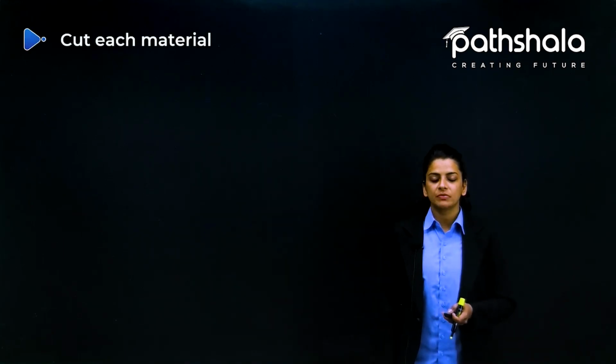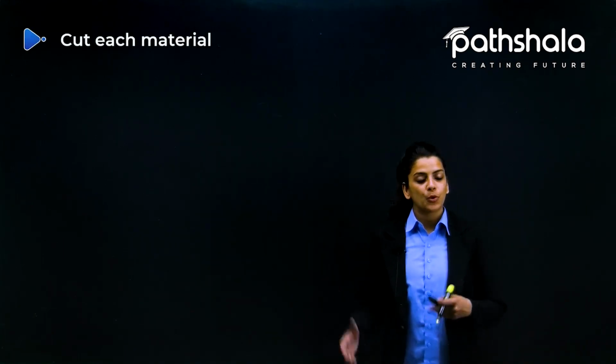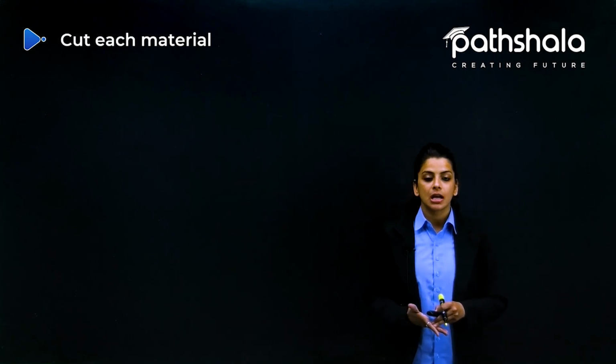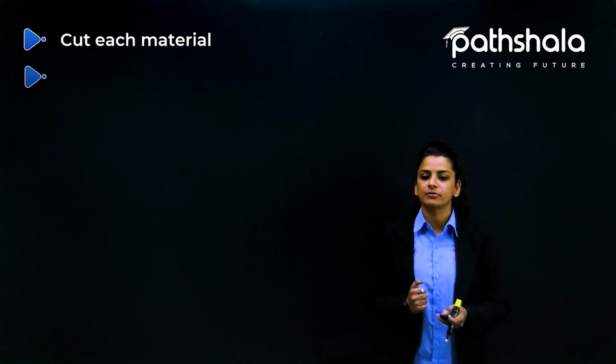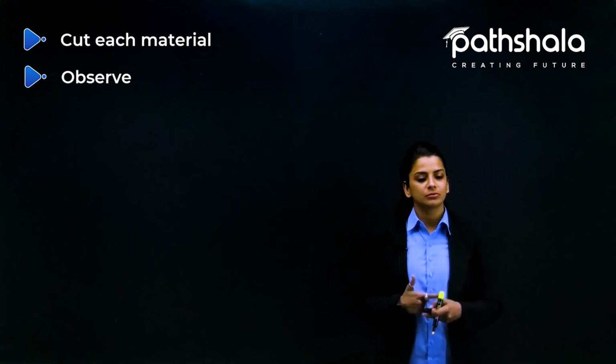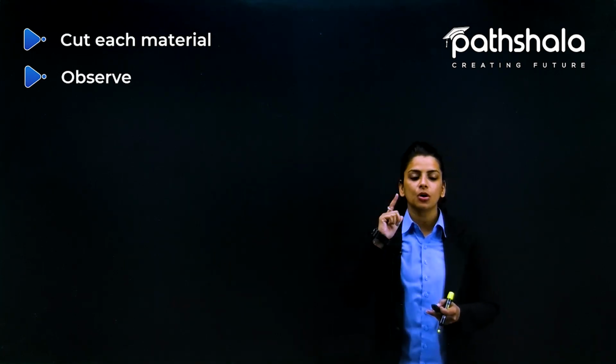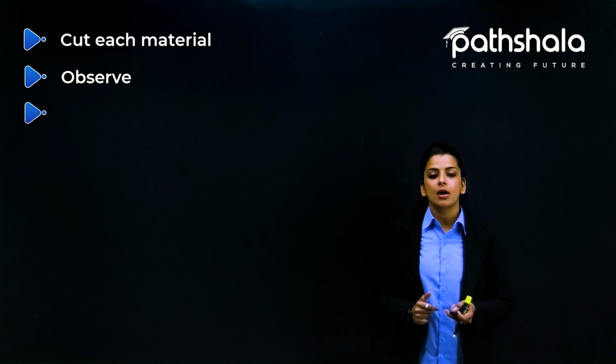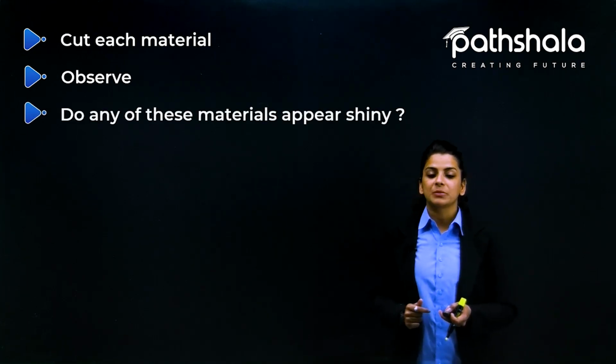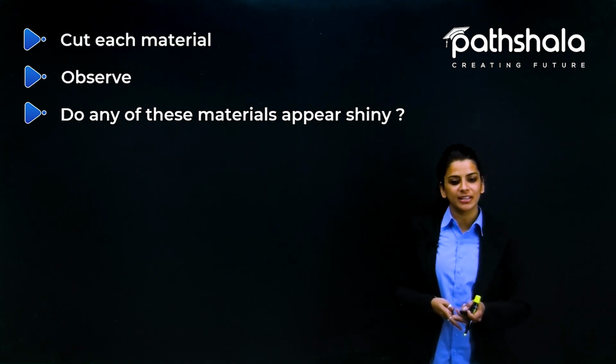Now in continuation of this activity, what we have to do is cut each material. Whatever material we have collected, we have to cut it into half. Now what we have to do? We have to observe those materials. Observe is the second step. So, क्या observation करनी है हमें? Do any of these materials appear shiny?